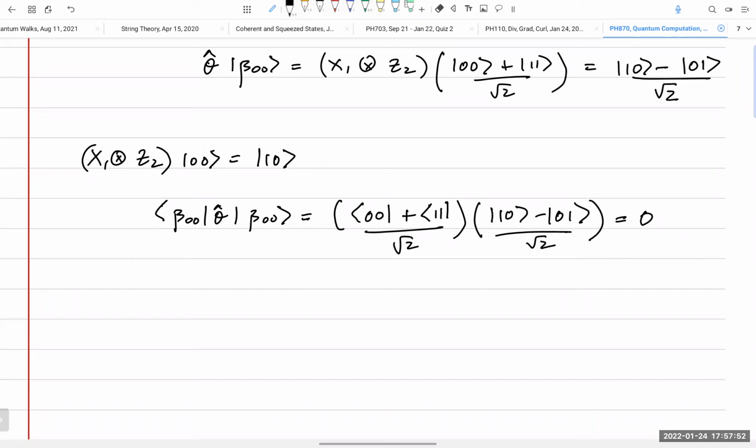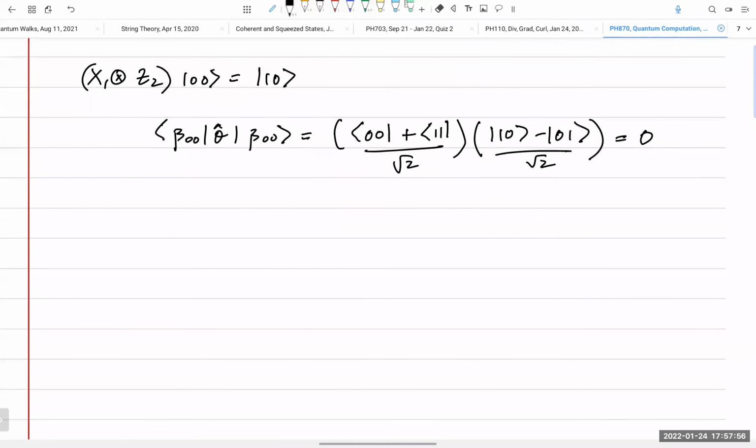All right. So now let me talk a little bit about measurements in a little bit more of an abstract way.